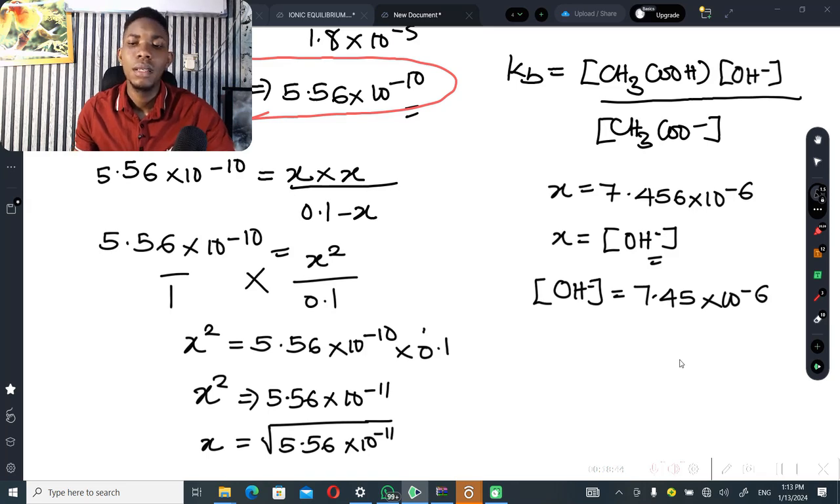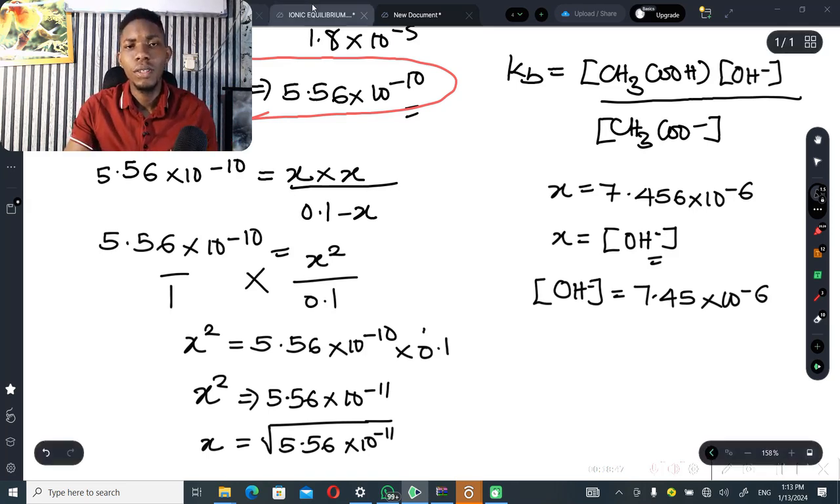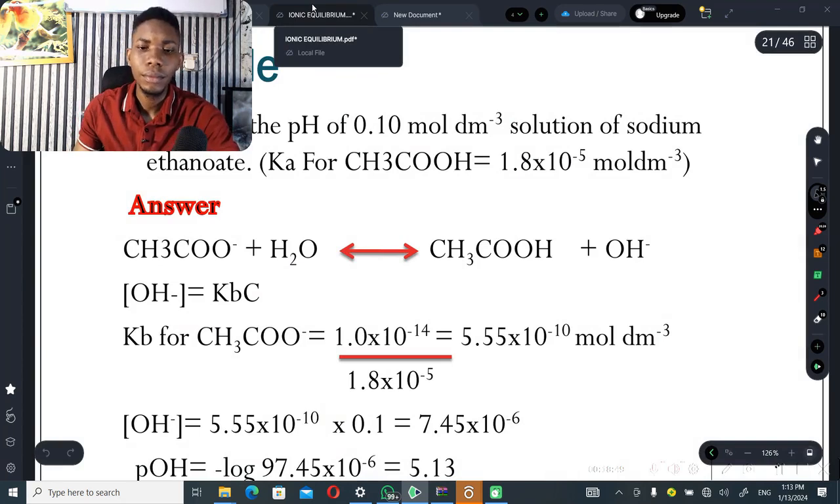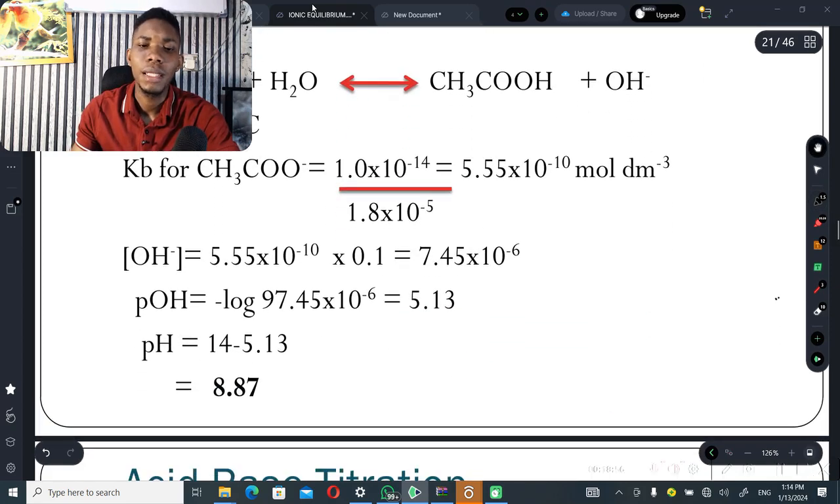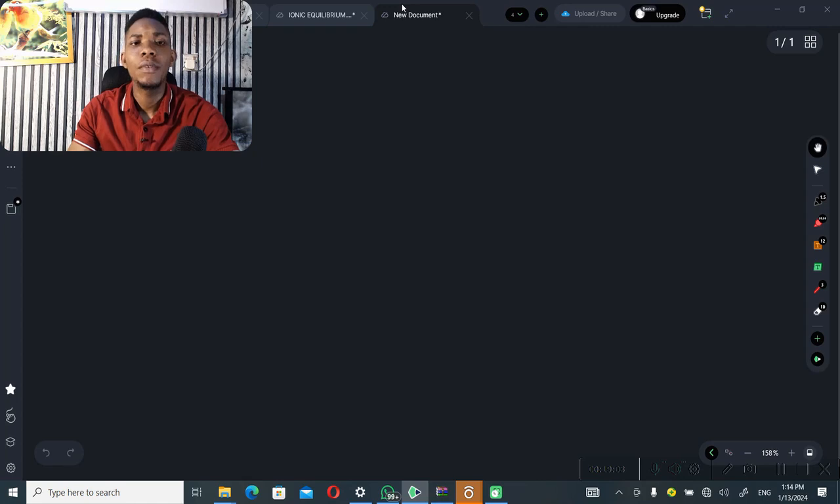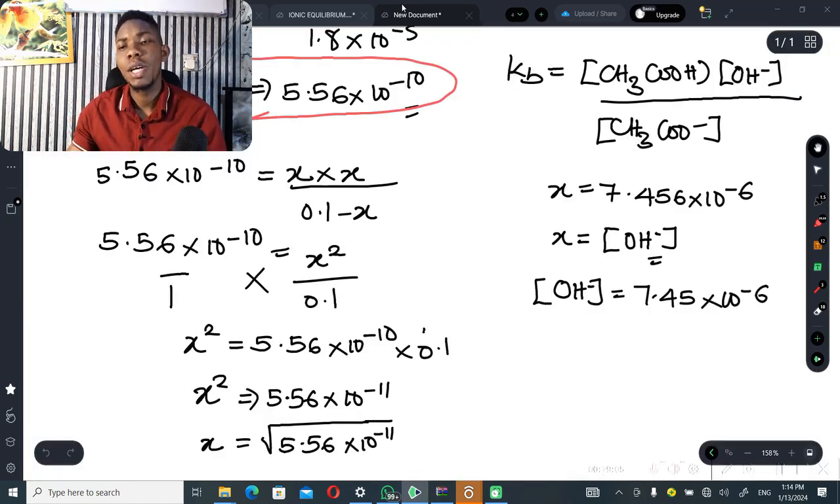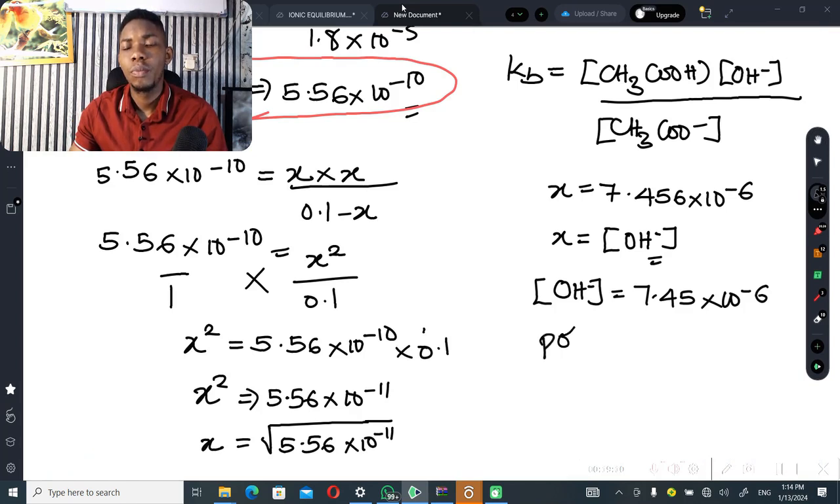Minus 6. That's the hydronium ion concentration. If you check back to where we are currently in the material, you agree with me that we are in line with what is in the material. OH ion is 7.45 times 10 raised to the power of minus 6. So we need to calculate for the pOH. How do we calculate for the pOH? We already have the OH concentration. So to get the pOH will be negative log of OH negative.